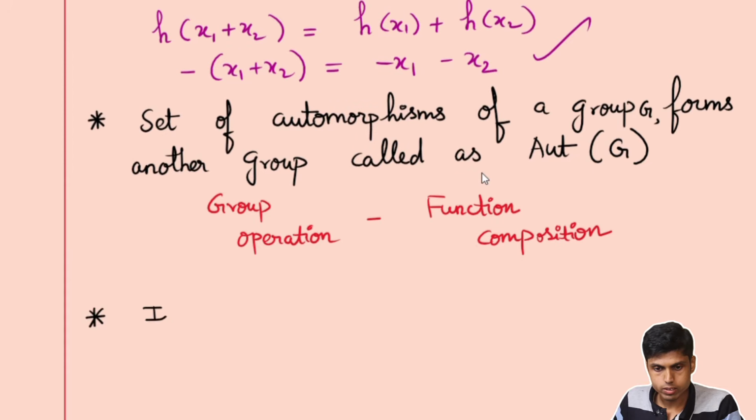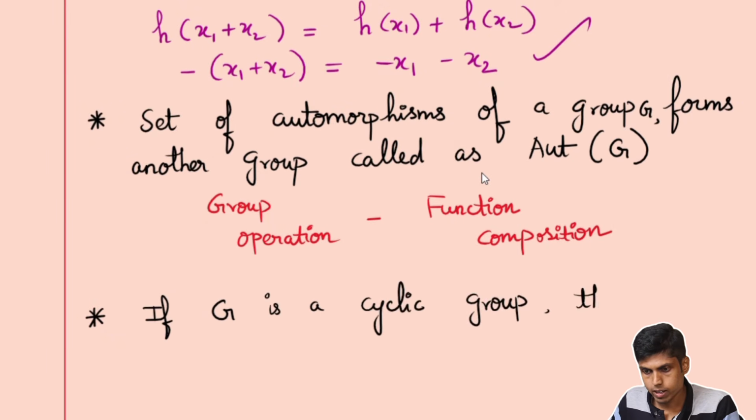The question is, if G is a cyclic group, then is the automorphism group of G cyclic? So if it is cyclic, you have to prove it, and if the automorphism group of G is not cyclic, you have to give a counterexample. But how to come up with that? So let's see what the underlying concept is.